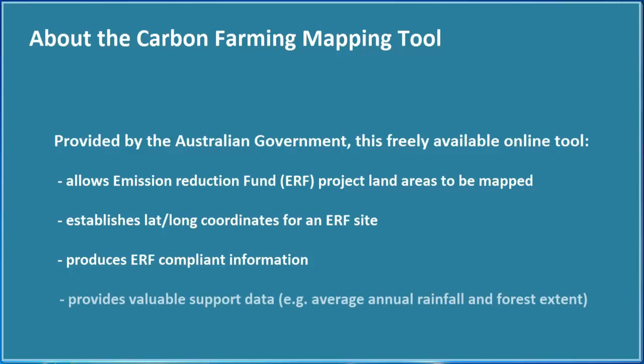The mapping tool can also provide you with a lot of other useful information. For example, the average annual rainfall zone for your project area and whether there was forest cover in a particular year. So let's get started.